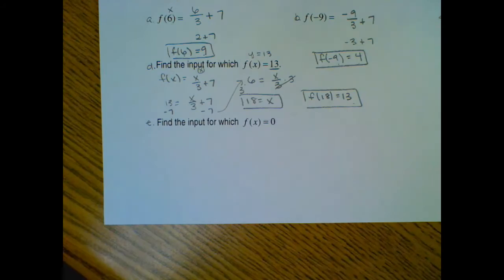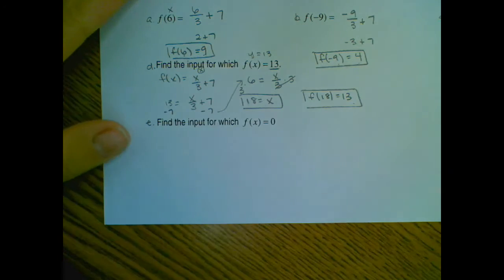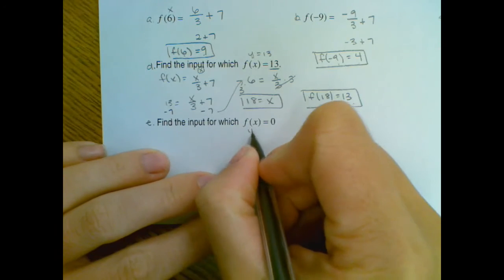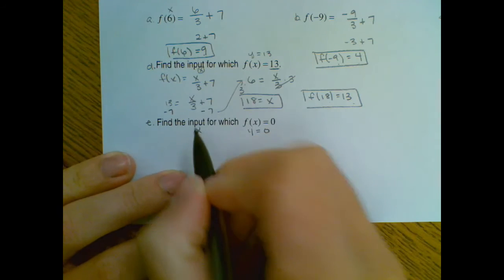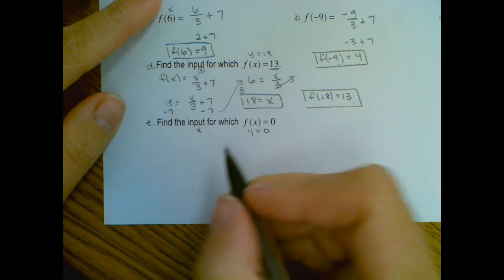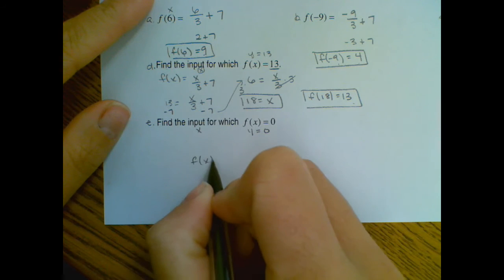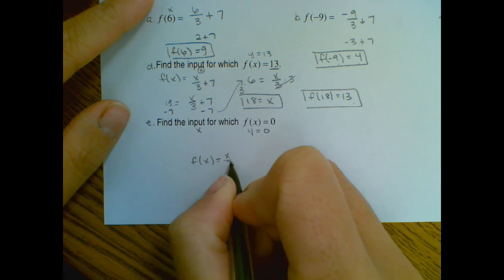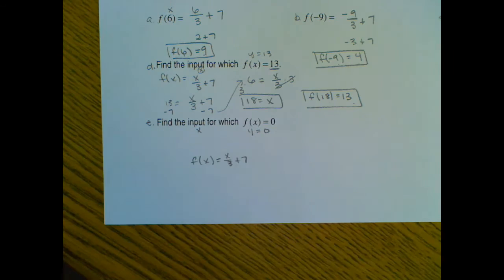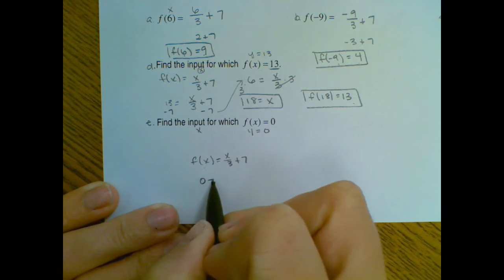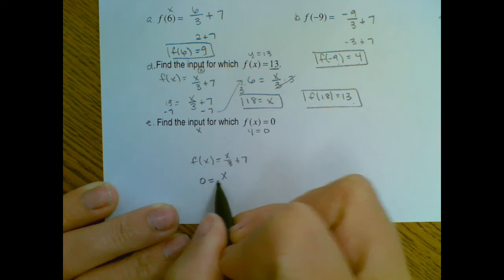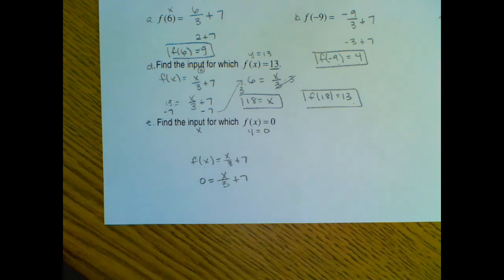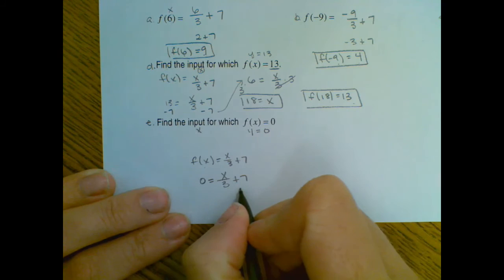Find the input for which f of x equals 0. So here, y equals 0. Okay, we're trying to find x, and we're still going to use our f of x equals x over 3 plus 7. So we're going to replace f of x with 0 because they just told us right here f of x is 0, and leave the right hand side the same, and now we can solve for x.